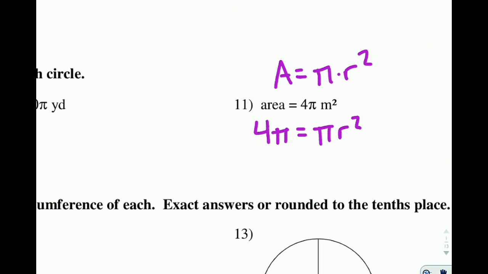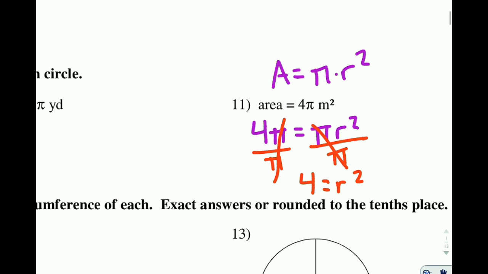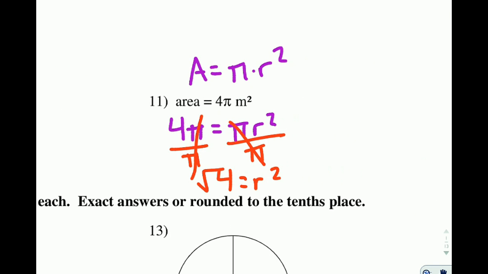If I want to get r alone, I need to divide both sides by pi first. And that cancels out here. It also happens to cancel out here, which is nice. Again, that doesn't always happen. So 4 is equal to r squared. I'm going to square root both sides, and if I do that, I'm going to get 2 is equal to r.